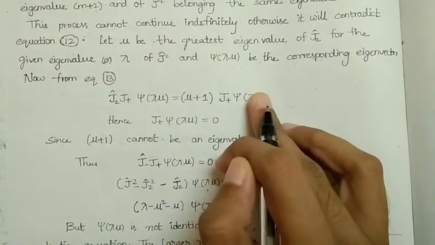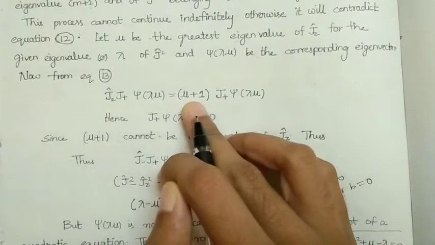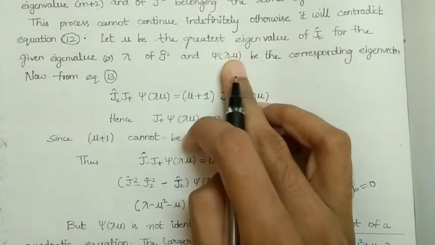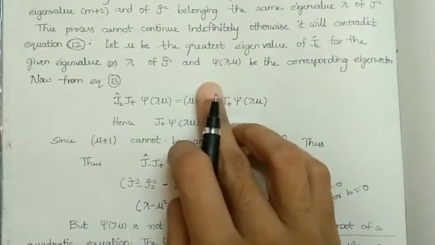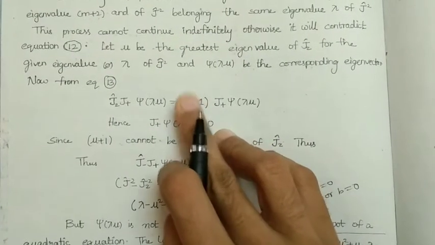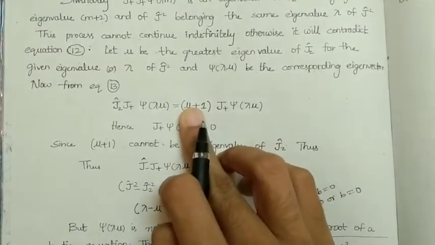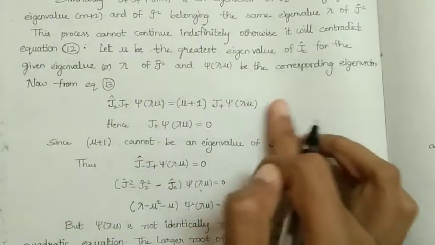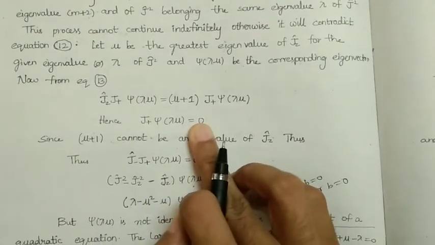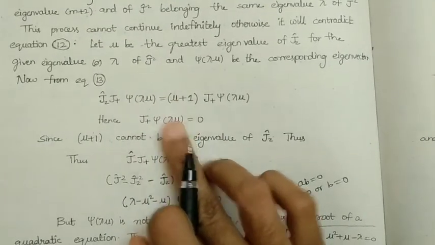Why? Because we cannot have, as the m value, we have reached the maximum m value already. We have taken mu to be the maximum m value. So in the case of lambda greater than or equal to m square, 3 is the maximum value, so 3 plus 1, that is 4, is not allowed. Hence this wave function must not exist, so it must be equal to 0. Hence j plus operating on psi of lambda m is equal to 0. The meaning of this is that the m value cannot be increased any further.